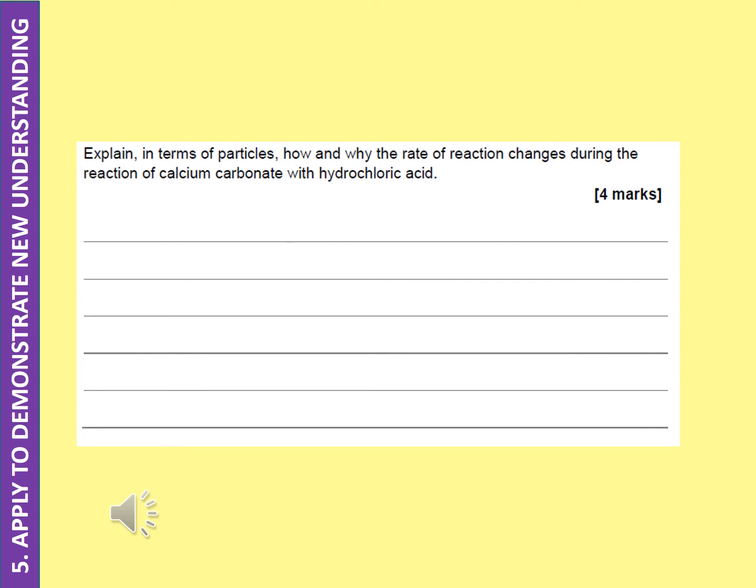The second part of this exam question gets you to explain in terms of the particles why the rate of reaction changed and also how it changed. Please make sure that you add details about collision theory in an answer to this. It's worth 4 marks, so they are looking for 4 things that you need to have stated. Please pause the video here and complete this section of work.